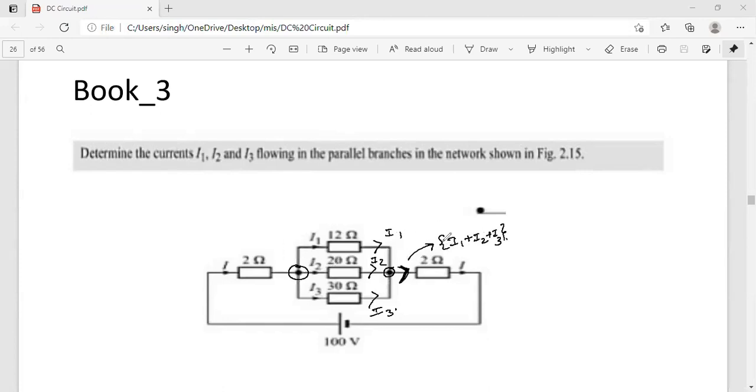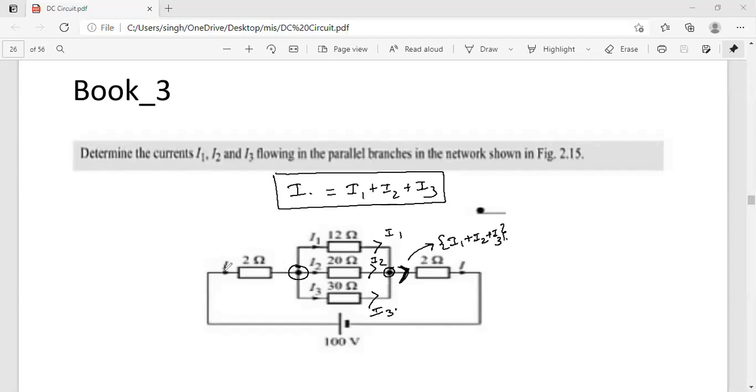So the total amount of current is coming here. Can you tell me what this I1 plus I2 plus I3 equals to? I. How? Because this is incoming and these are outgoing. So this is equal to I, outgoing.